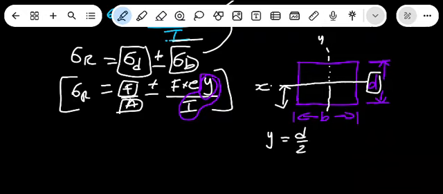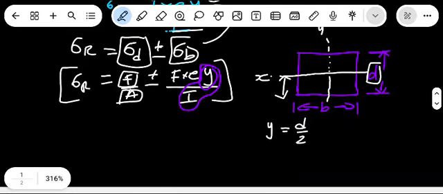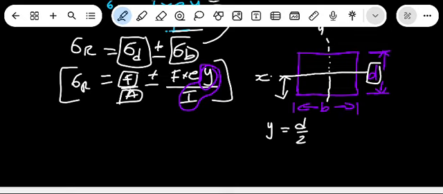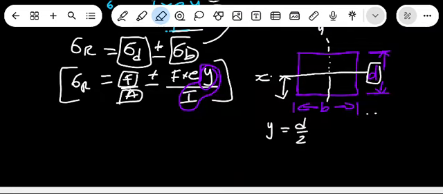Are we together? We'll use it when your bar is bending along the x-axis. Then what about if your bar is bending along the x-axis? If it's bending like this or like that, it is bending along the x-axis. As long as it's bending along the x-axis, we'll have y equal to that.